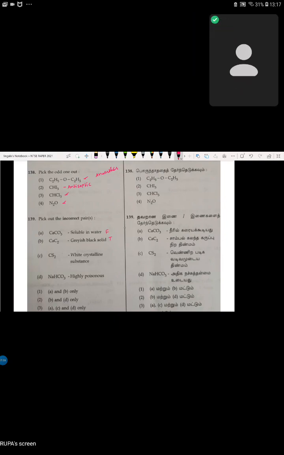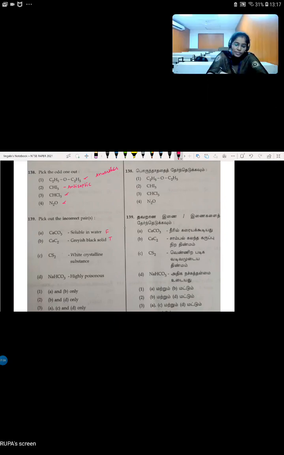Next. What is the answer for question 138? Please, ma. Question 138, number 2. The odd one out is the antiseptic. The second option is the right option.